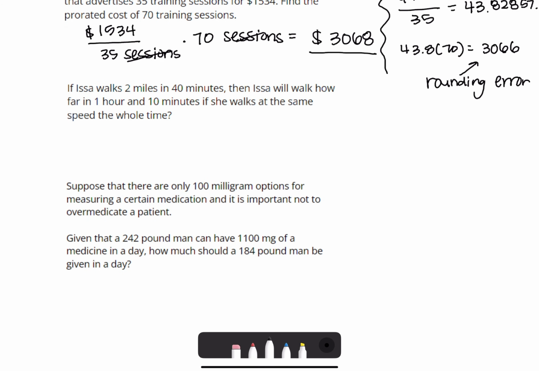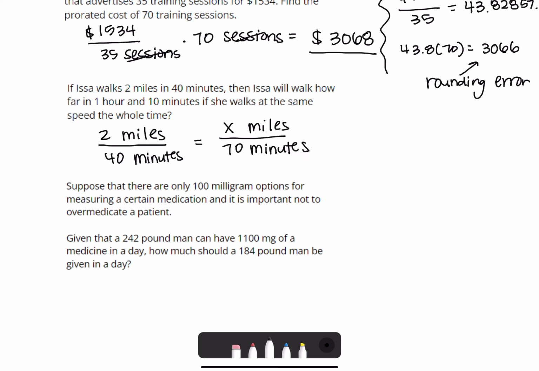Okay, next, if Isa walks 2 miles in 40 minutes, then Isa will walk how far in 1 hour and 10 minutes if she walks the same speed the whole time? So for this one, I'm going to set up a proportion. She can walk 2 miles in 40 minutes. So how far in miles can she walk in 70 minutes, which is 1 hour 10? When we set up a proportion that's with an equal sign, not multiplying, then if it's a fraction equals a fraction, then we cross multiply.